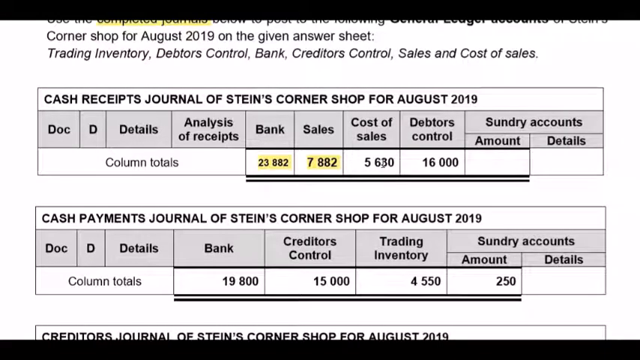Then the next column is cost of sales. But remember that cost of sales is an exception. I'm even going to highlight it in a different color. Cost of sales is the odd one out. Okay, it doesn't go with the rest. Cost of sales only has one friend, and that friend is trading inventory. So this value must be posted to 2 places. It's only the cost of sales values that goes to 2 places in the general ledger, to the debit side of cost of sales and the credit side of trading inventory. So let's start with that debit.